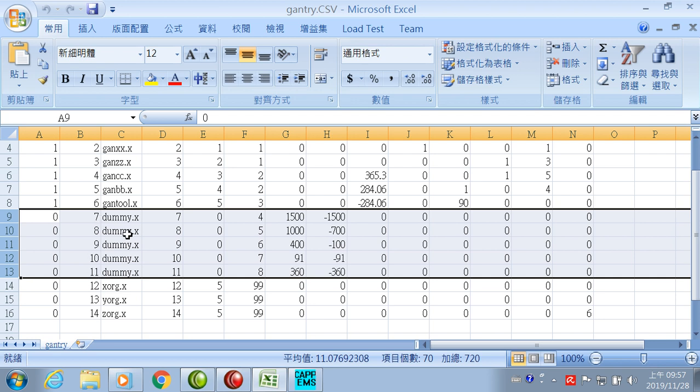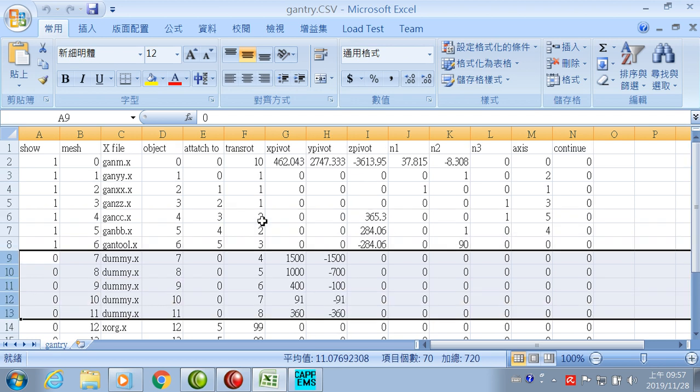Next, dummy.x defines the translocate 4 minus 3 is defined the first axis. That means the axis limitation. The positive limit is 1.5 meter. The minus limitation is 0.5 meter as well.